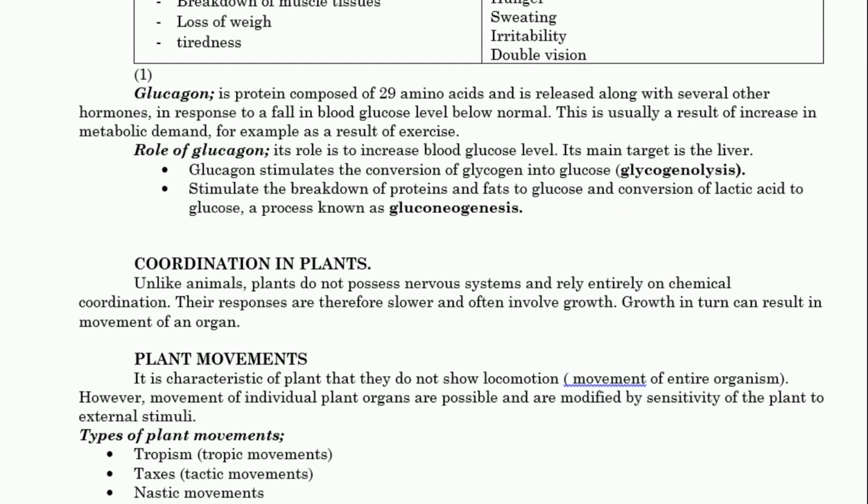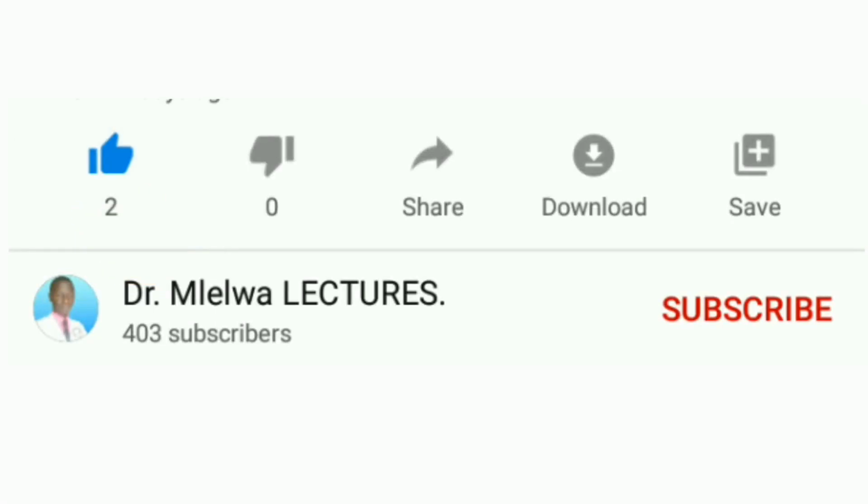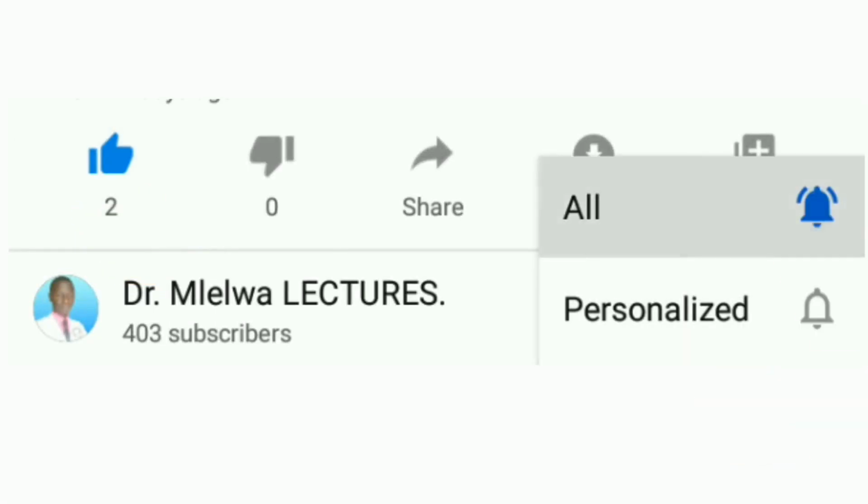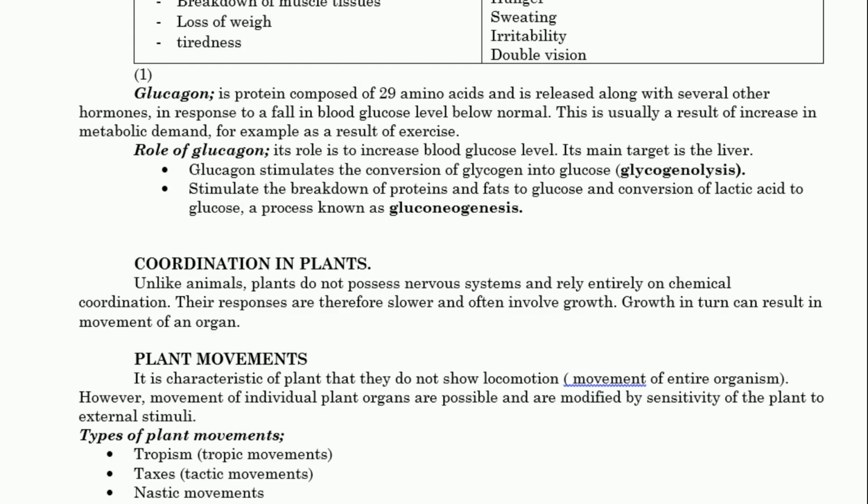Now this marks the end of the endocrine system in animals. As I told you, we have many hormones and we can't discuss them all here. Some of them are discussed in their respective topics. For example, when you are talking of estrogen, testosterone and luteinizing hormone and many hormones like those, they are discussed in reproduction.